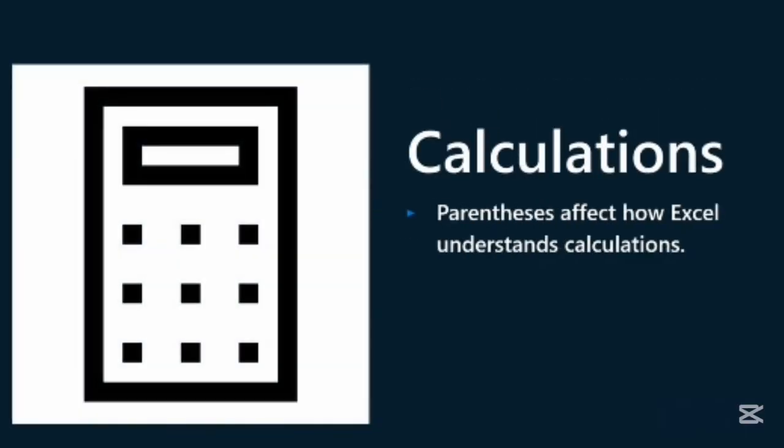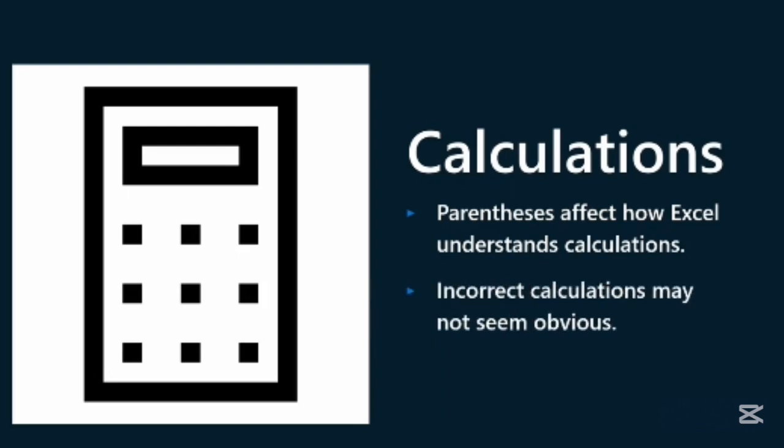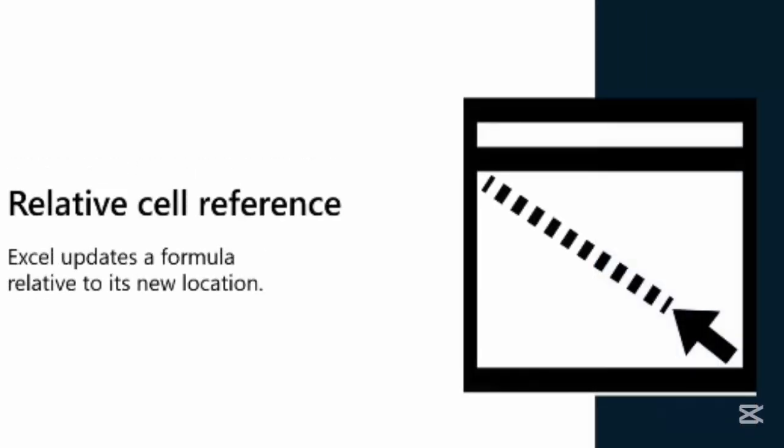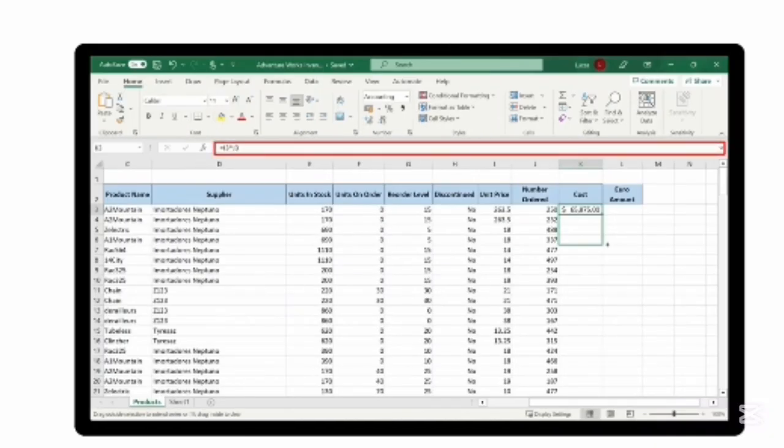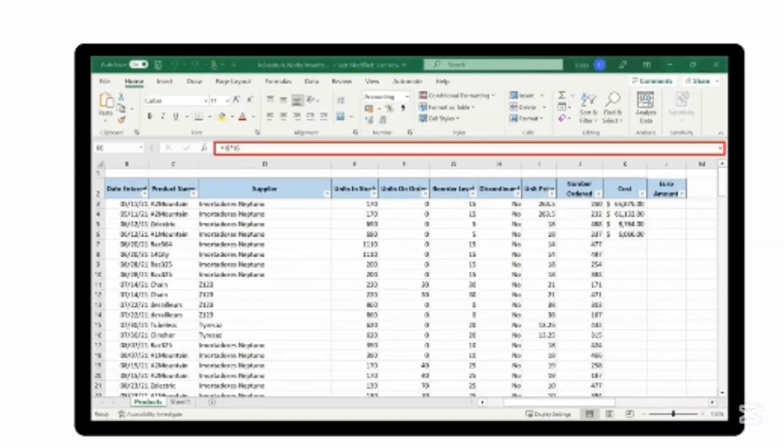Placing parentheses in the wrong position in a formula, or not including them at all, could change how Excel understands and implements the calculation. An incorrect calculation result may not always be obvious, as it may seem plausible. A relative cell reference means that if you copy a formula to a new cell, Excel will adjust the row numbers or the column initials in the cell references to update the formula relative to its new location. This ensures that the formula is correct for the row or column it has been copied to. For example, the formula in K3, which reads equals sign I3 multiplied by J3, is copied down using the autofill feature. Excel adjusts the cell references for each row.